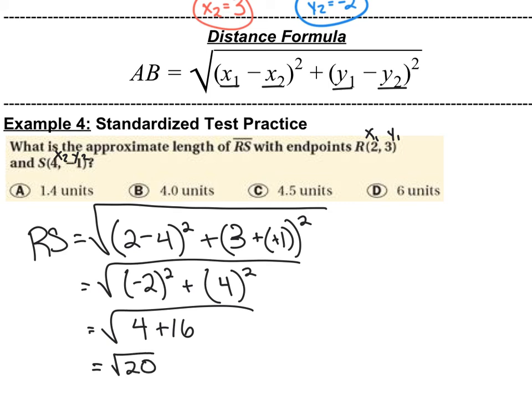And they want an approximate value. So I should know this is not a perfect square. The closest perfect square is 16. The square root of 16 is 4. So I would say this is roughly, it's got to be bigger than 4 units. So we're going to say it's roughly 4.5. So our answer here is C.